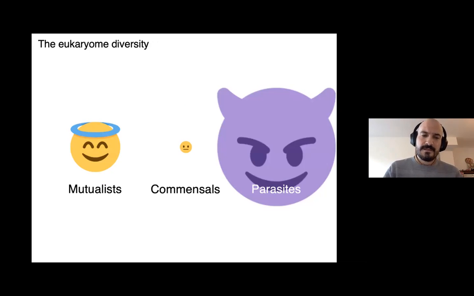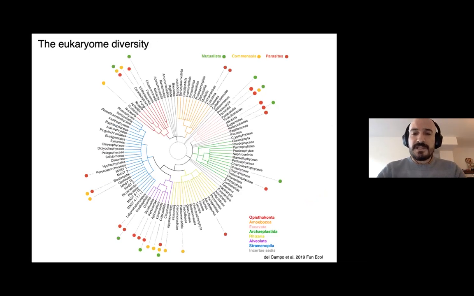Most of them are parasites, some of them are mutualists, and there are some commensals as well. And here, this is the same tree that I used at the very beginning, where we plotted, for a review in Functional Ecology last year, in 2019, all the different parasites, commensals, and mutualists of animals present in the eukaryotic tree of life. And as you can see here, most of them concentrate in three areas of the tree.